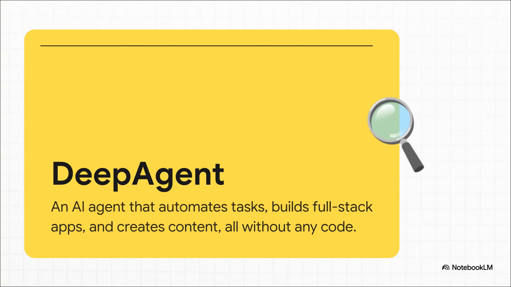Here's the official breakdown. DeepAgent is an AI that's built to tackle complex, multi-step jobs. And the key thing to wrap your head around is that it lets you do all this wild stuff: build real, working apps, set up complex automations, create content without writing a single line of code. This isn't just for developers anymore, this is for literally everyone.